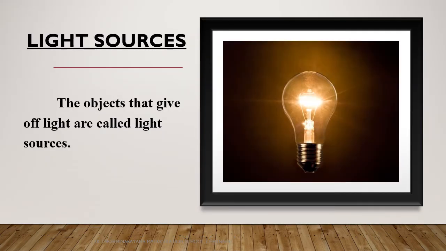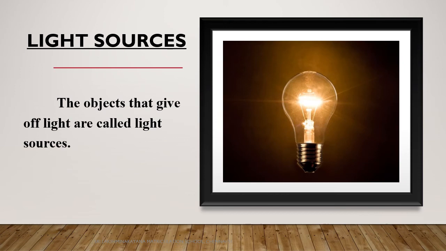Now our next slide is light sources. How can you identify whether an object is transparent or translucent or opaque? Yes, the answer is light source. We can identify whether an object is transparent or translucent or opaque only based on a light source. The light sources are either natural or artificial sources. The objects that give off light are called light sources.